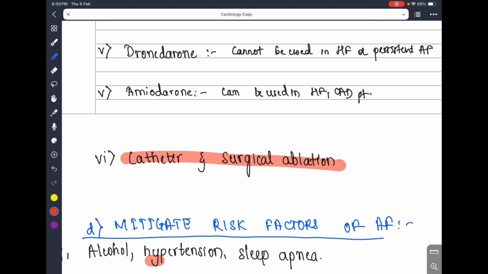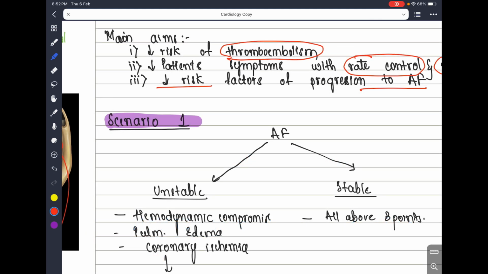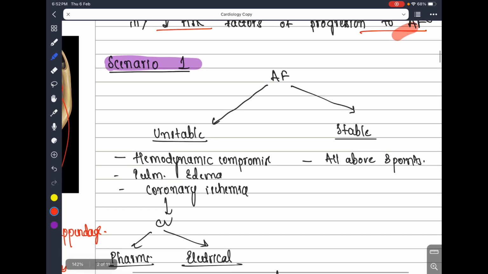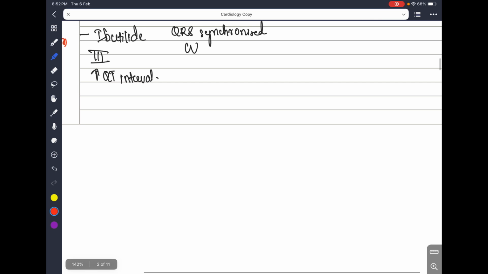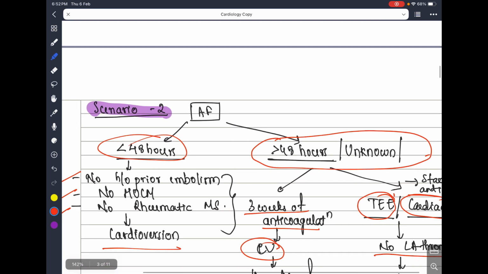I will quickly recap. The main aim is to reduce the risk of thromboembolism, to reduce the patient's symptoms by controlling rate and rhythm, and to reduce the risk factors of atrial fibrillation. Formation of thrombus is very, very important. You should see if the thrombus has formed or not. If the patient is unstable, directly go for cardioversion. If the patient is stable, look at all the three factors, treat all the three factors.